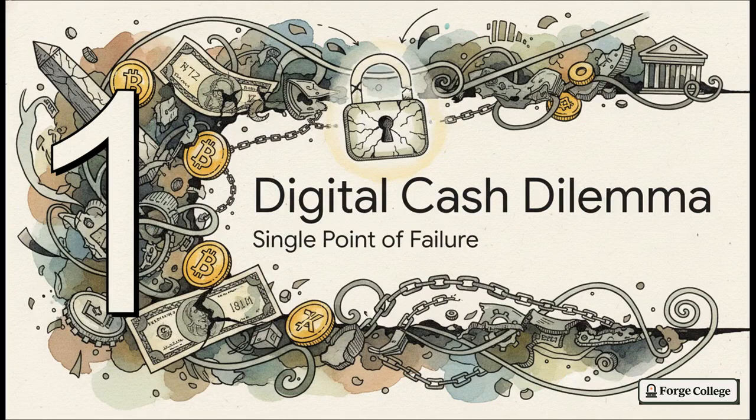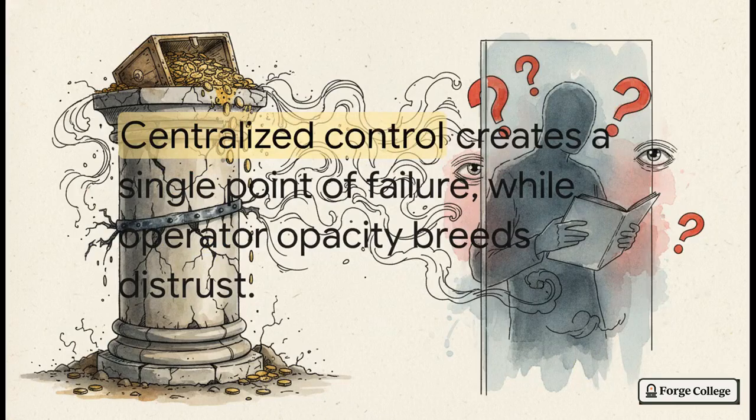Section 1. The digital cash dilemma. Single point of failure. A whole decade of financial disasters really boils down to two simple equations. First, centralized control equals a single point of failure. And second, opacity equals distrust. Because early operators wildly mismanaged their reserves and abused privileged data, designers quickly realized, hey, we absolutely need systems that preserve user privacy but without surrendering accountability.